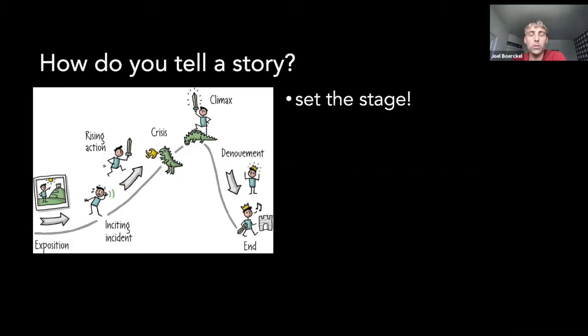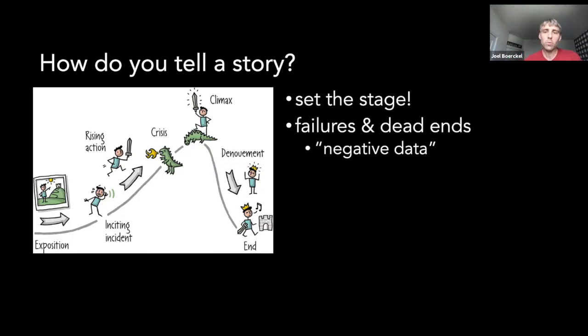So what you can do is you can set the stage, sort of build the drama of where the scientific field is, and you want to point people. I think of it like a funnel, right? You want to funnel people to the gap that you're going to fill. My favorite way to present, as I mentioned earlier, is to talk about the failures and dead ends, right?